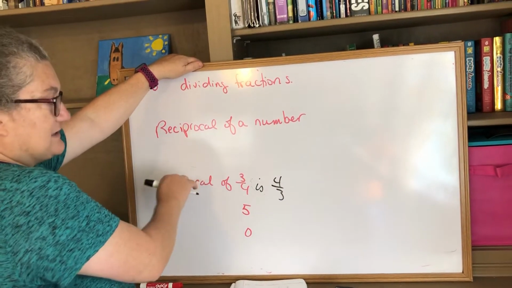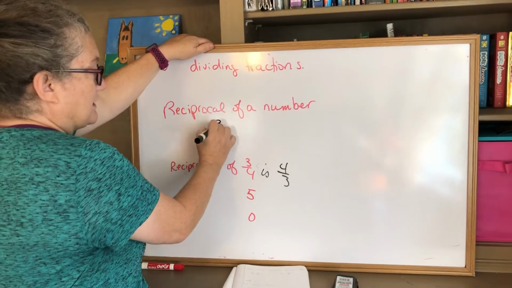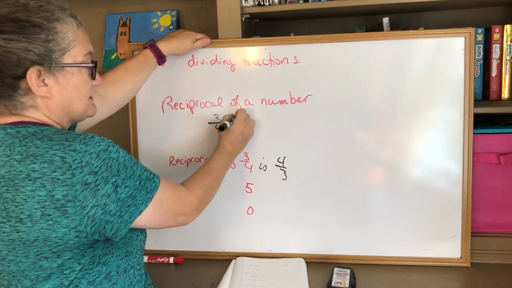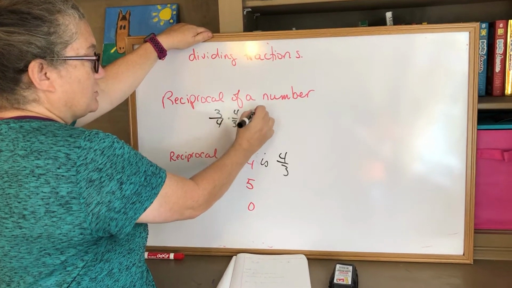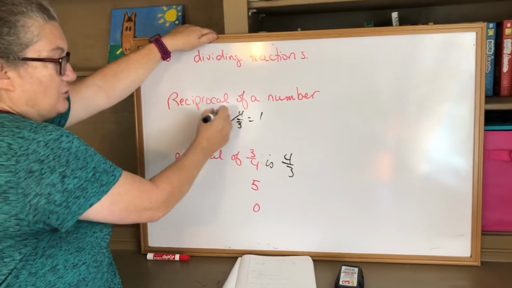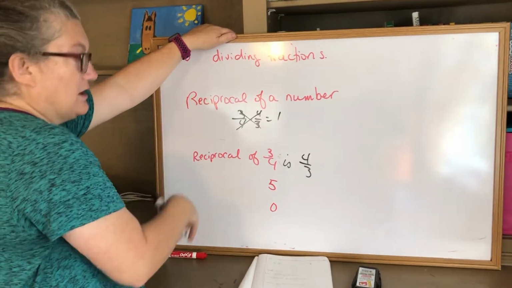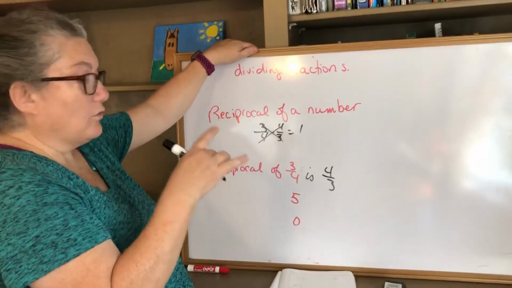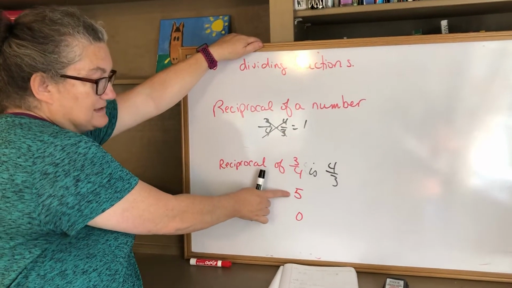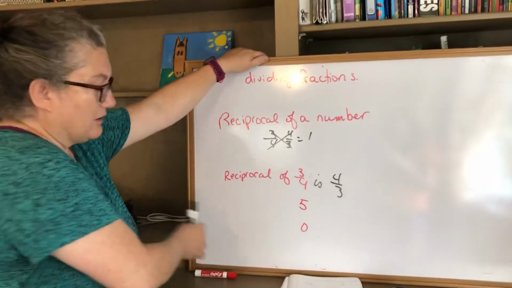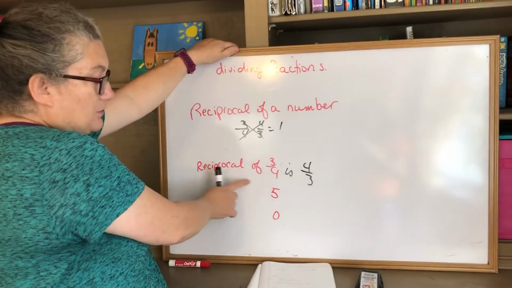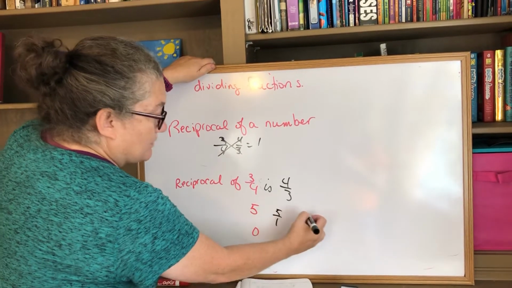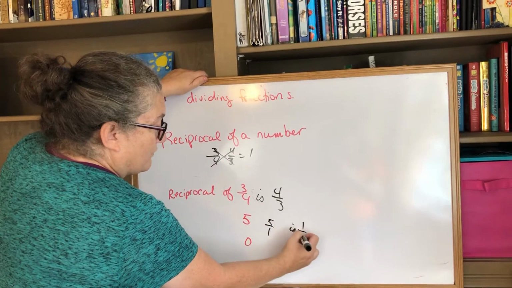Now back up here to where I said the product of a number and its reciprocal is equal to 1, because when we do this you can cross simplify and you would just get 1. So the product of a number and its reciprocal would equal 1. But what you really need to know is that we just flip-flop the numerator and denominator. So what's the reciprocal of 5? Well, remember that 5 is the same thing as 5 over 1, so the reciprocal would be 1 over 5.